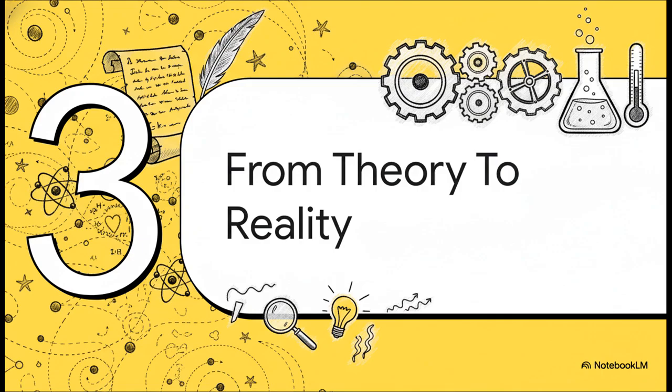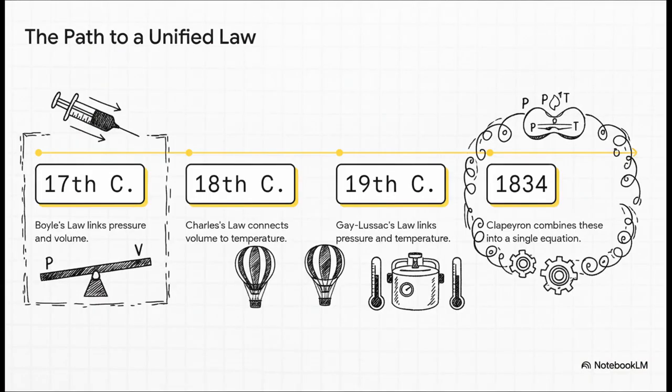Let's take a quick look at how all the pieces of the puzzle came together. You had scientists like Robert Boyle back in the 17th century figuring out that if you squeeze a gas into a smaller volume, its pressure goes up. Then you had Jacques Charles and Joseph Gay-Lussac connecting the dots between volume, pressure, and temperature. Each one found a crucial piece, but it was the physicist Émile Clapeyron who in 1834 had that aha moment and put it all together into the single, unified formula we know and love today.